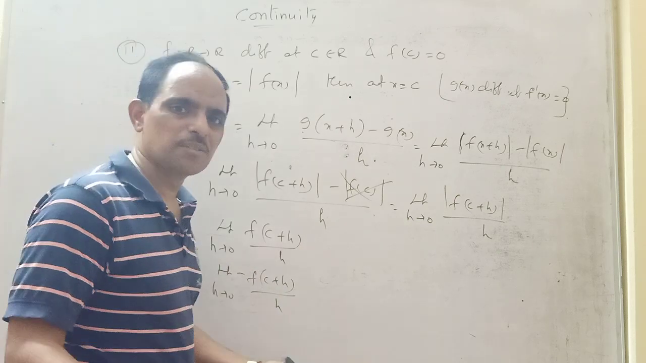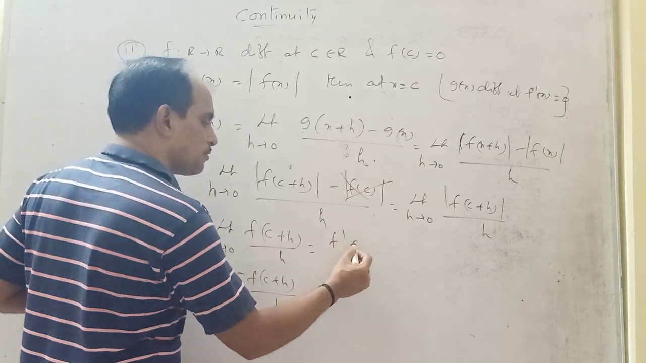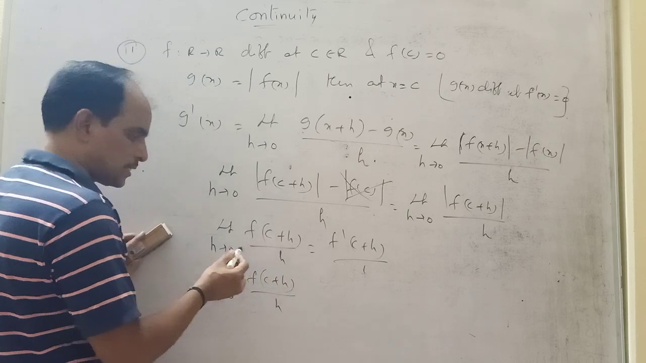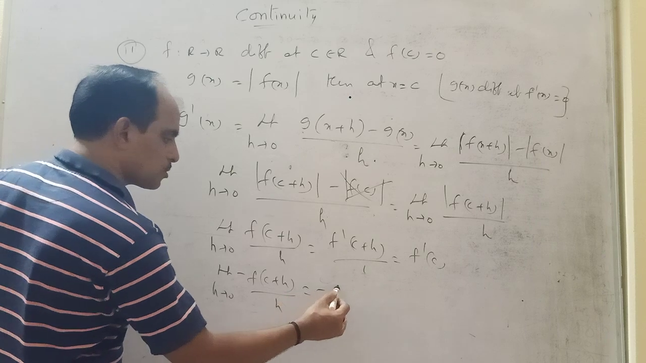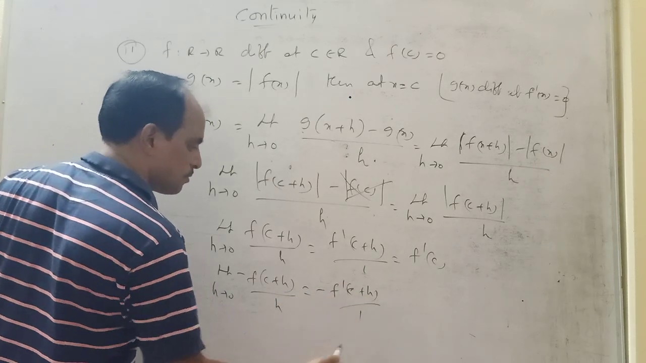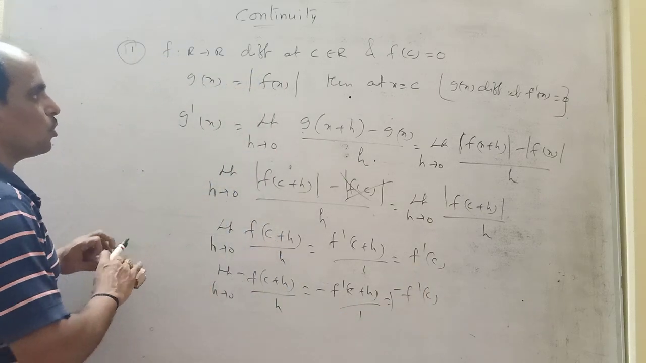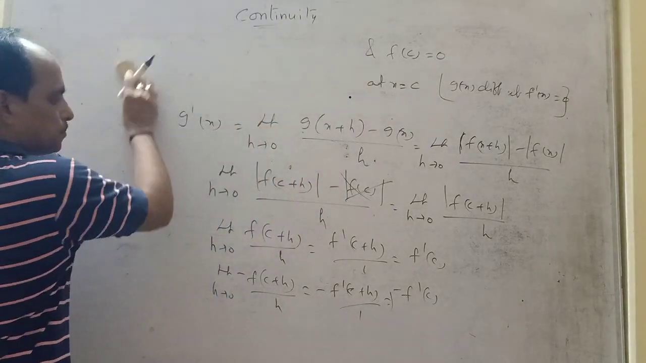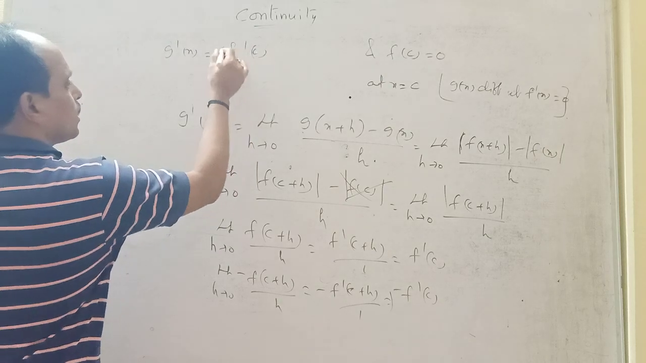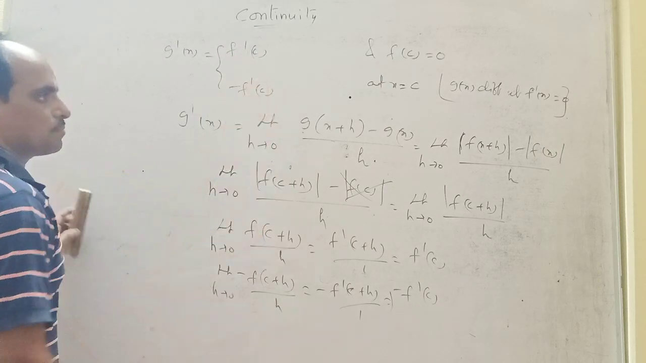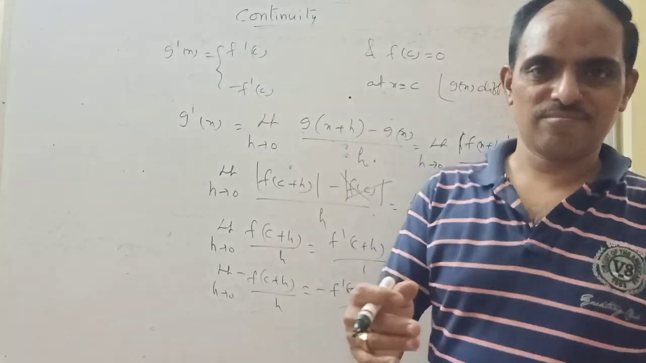How to find this differentiation? Just by using L'Hospital rule. As h tends to 0, the denominator is 0, so we can apply L'Hospital rule. That is f dash of c plus h by 1. But as h tends to 0, it becomes f dash of c. Here also, minus f dash of c plus h by 1, so when h tends to 0, that is minus f dash of c. So g dash x has two values: f dash c, and one more value, minus f dash c.